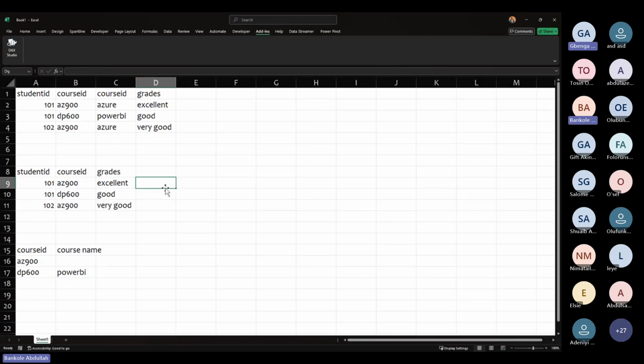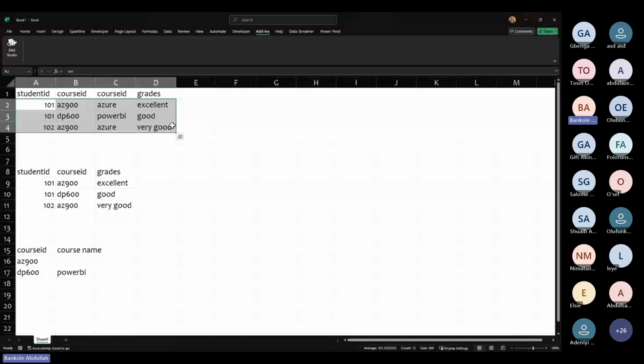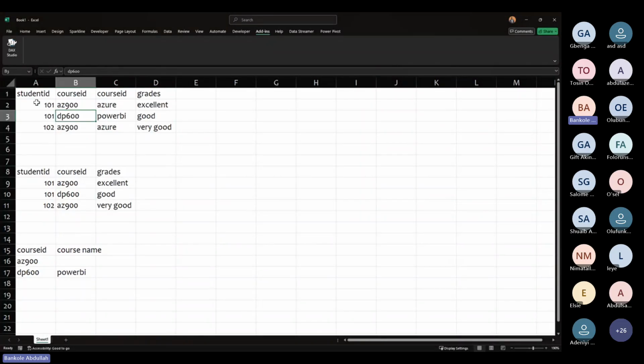First of all, for us to achieve 2NF, the major thing is that our table must first be in 1NF, which we can see. Our table is already in 1NF because all the values are atomic and there's no repeating group of data. The second thing is we notice that we have a composite key, the student ID and the course ID, because the two of them uniquely identify each row.